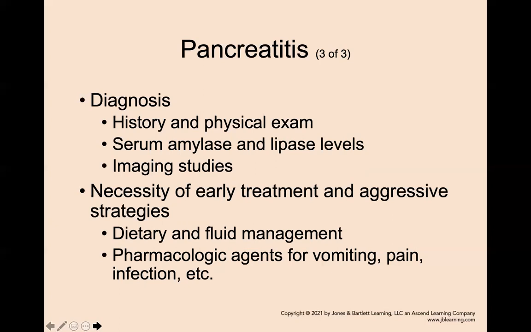Initial treatment for acute pancreatitis is done in a hospital. It needs to be with dietary and fluid management and controlling the nausea and vomiting with pharmacological agents, the pain and the infection. Pancreatitis can turn very badly very quickly. So these folks need to be hospitalized.